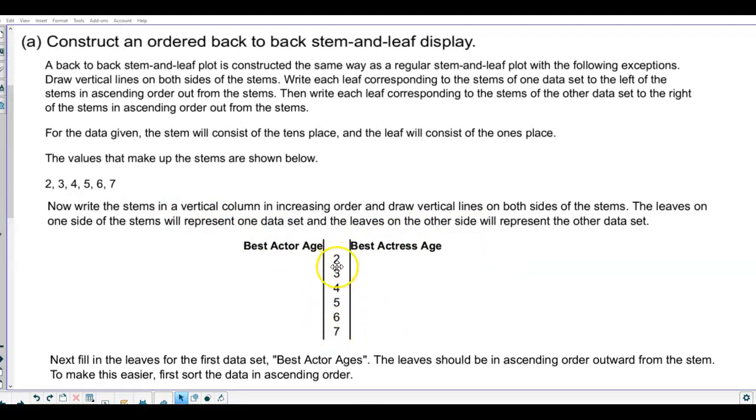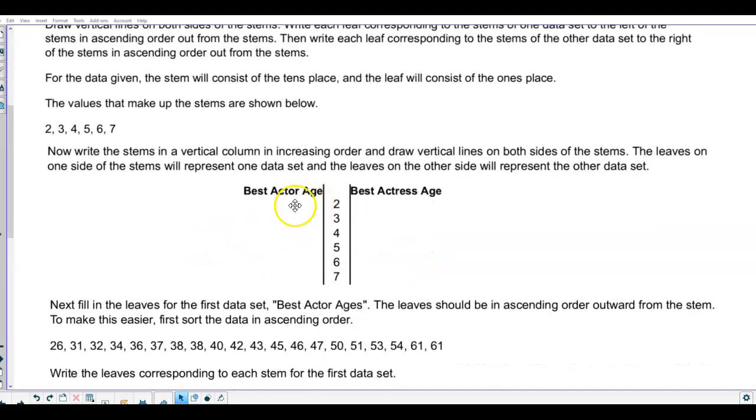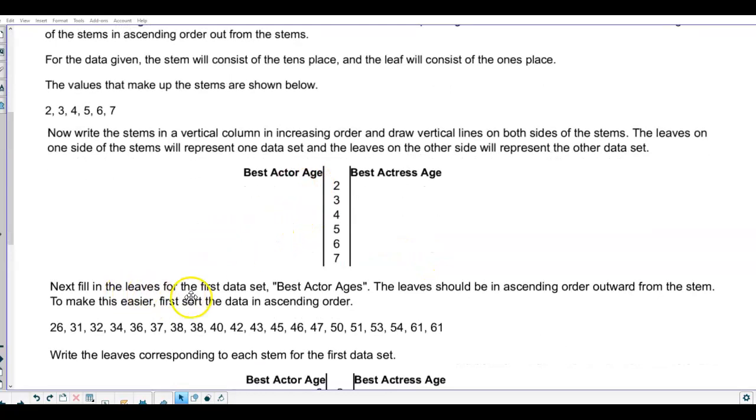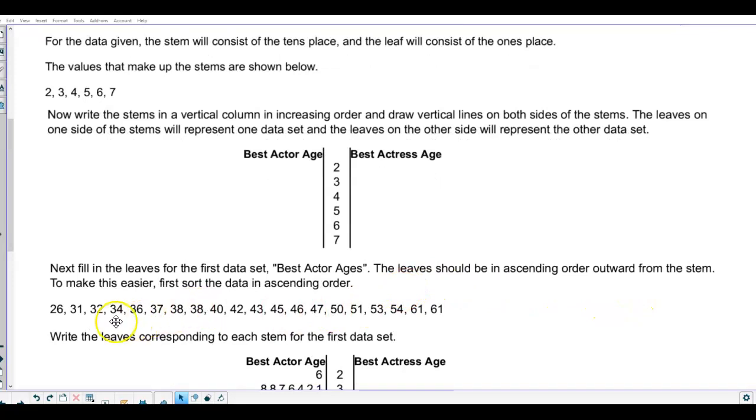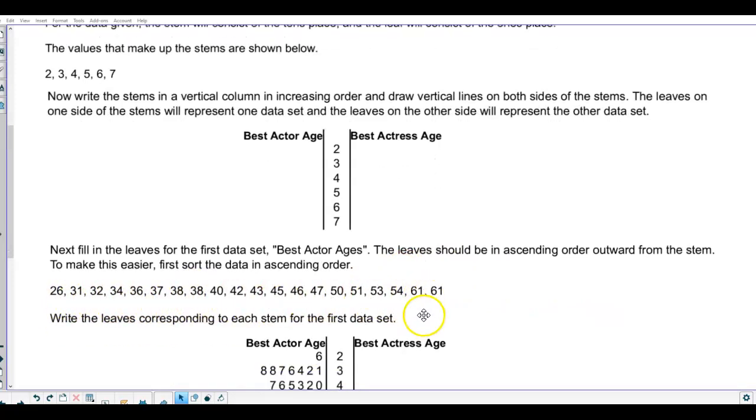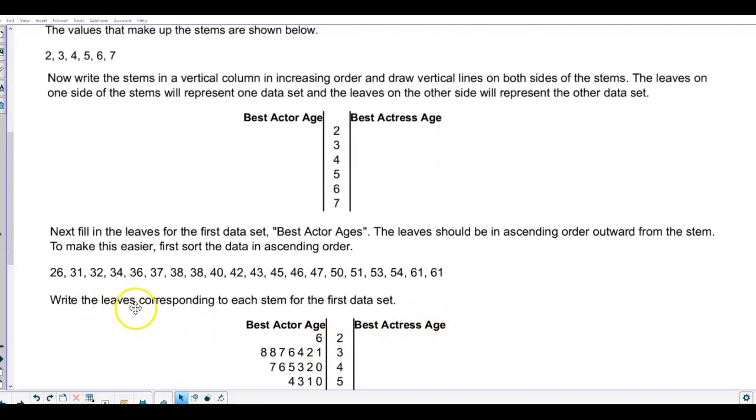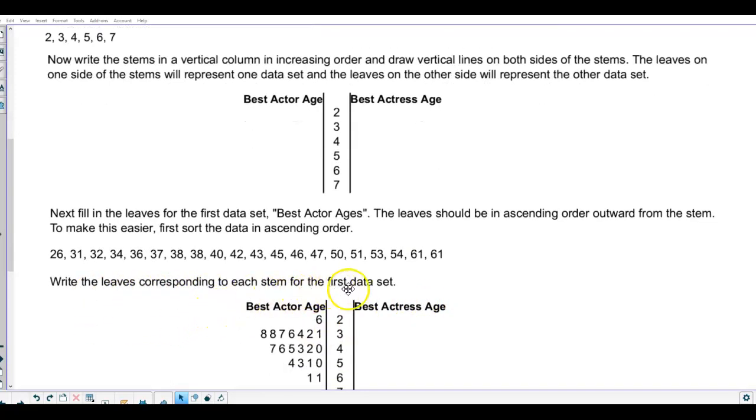So here are our numbers. So we have 2 to 7, and then we have our two lines, and on the left side we have the Best Actor age. On the right side we have the Best Actress age. So on the left side, we're going to fill in the leaves for the first data set called the Best Actor ages. So the leaves should be in ascending order outward from the stem. So if we put it in ascending order, we go from 26 all the way up to 61. So write the leaves corresponding to each stem for the first data set.